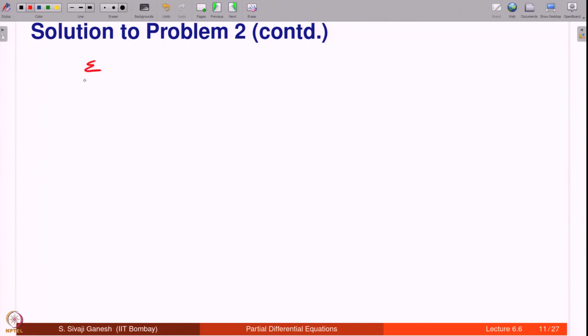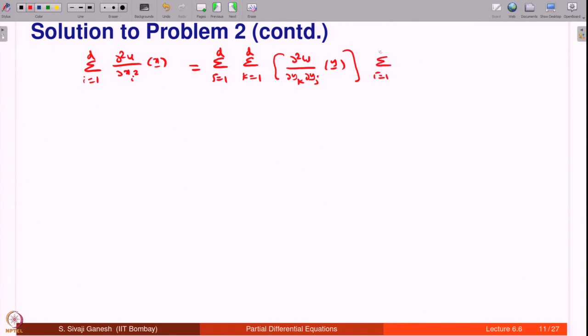So, thus what we have is summation i equal to 1 to d of ∂²u/∂xi² at x, the Laplacian, and that equals summation j equal to 1 to d, k equal to 1 to d, then we have ∂²w/∂yj∂yk at the point y, and summation i equal to 1 to d of Qki Qji. We know something about this. What is that? We know that Q Q transpose equals Q transpose Q equals identity.